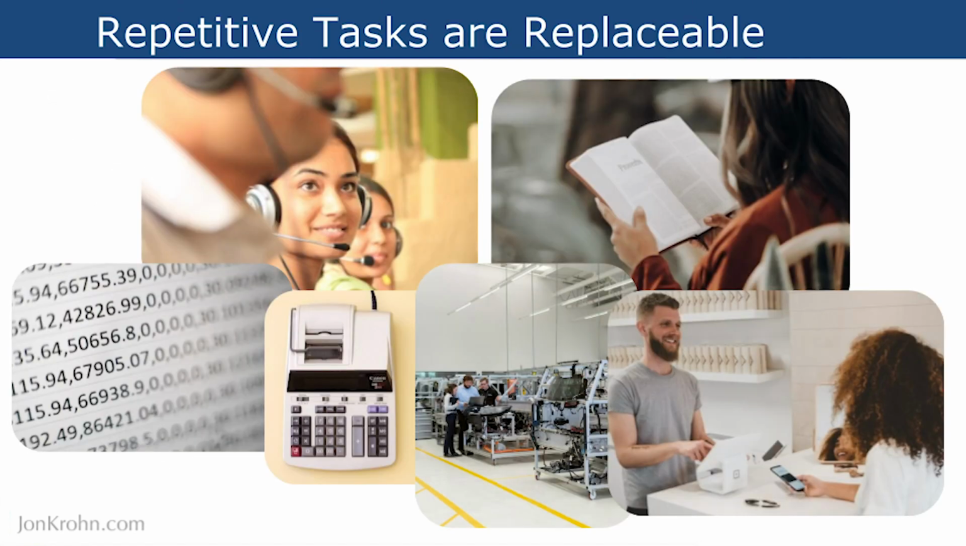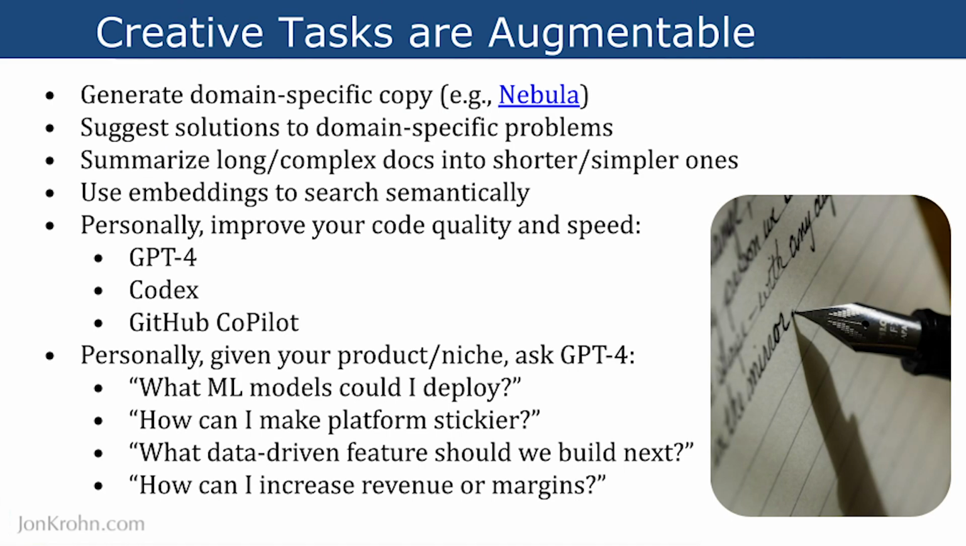So what kinds of tasks should you be thinking about that can be replaced? Well, any kinds of repetitive tasks can be replaced, whereas creative tasks can be augmented with AI. So generating domain-specific copy, summarizing documents, we talked about lots of these examples. You should be using GPT-4 or Codex yourself for your code. And then also, you could be thinking about how you could be leveraging GPT-4 to be a better holistic thinker.